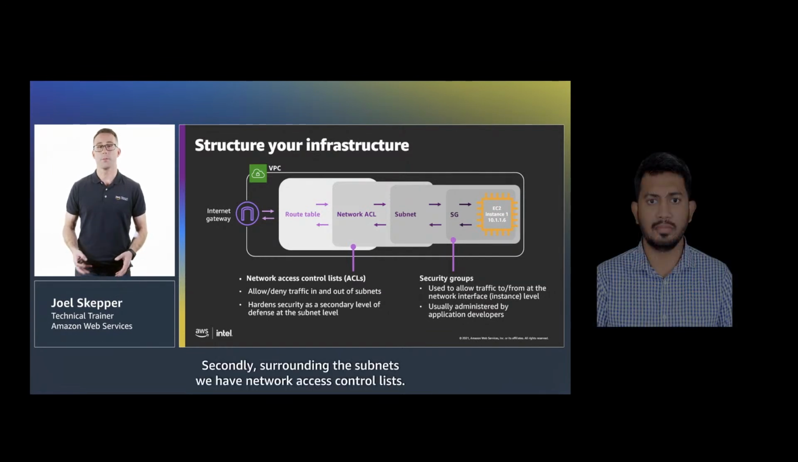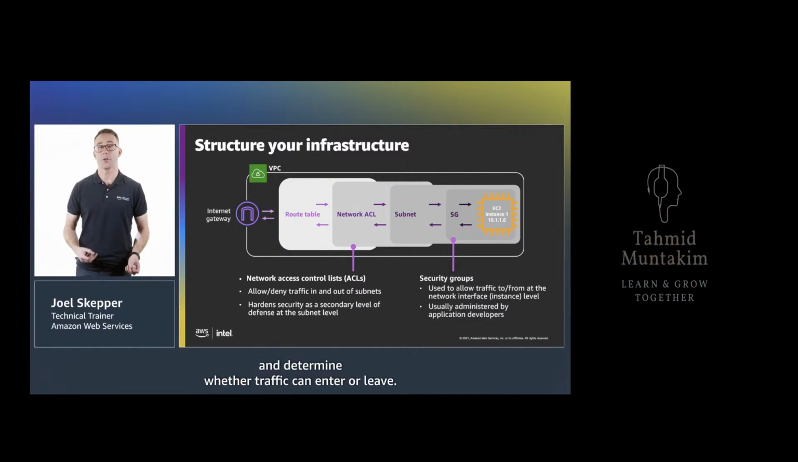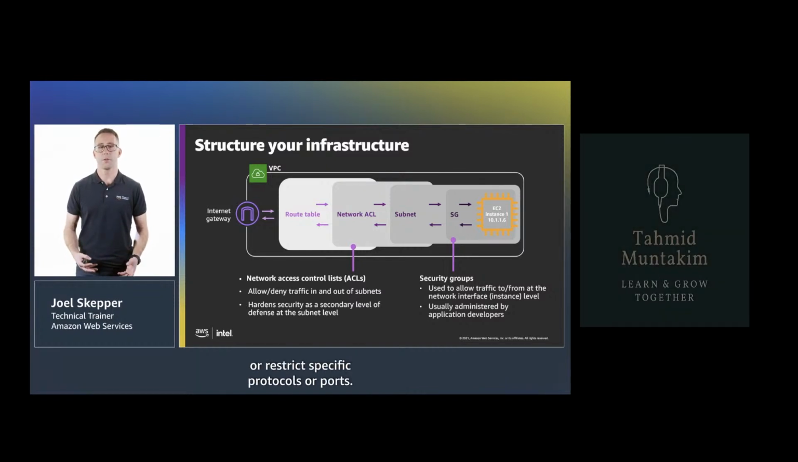Secondly, surrounding the subnets, we have network access control lists. These are stateless packet filter firewalls that wrap around the subnet and determine whether traffic can enter or leave. These are good for providing explicit block rules to known problem areas or restrict specific protocols or ports.